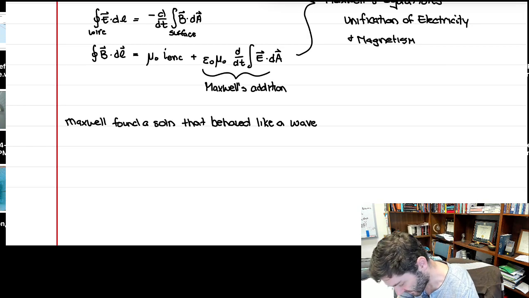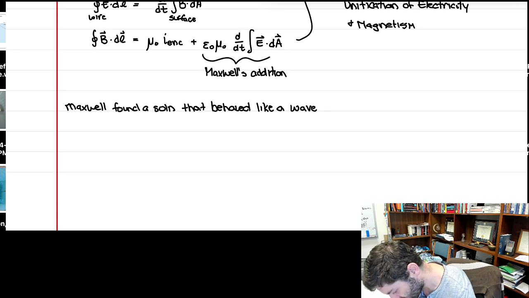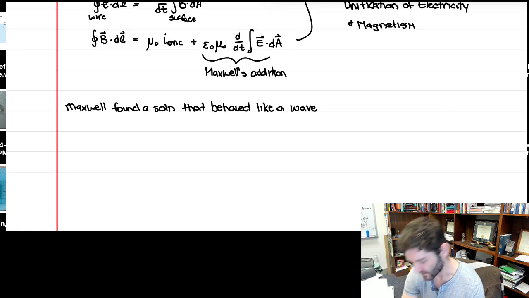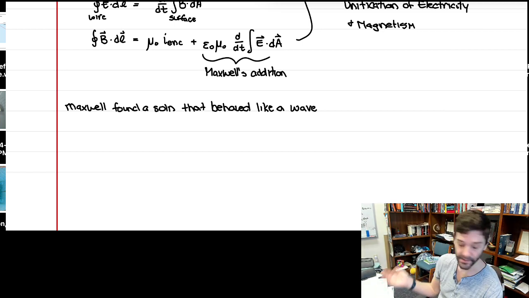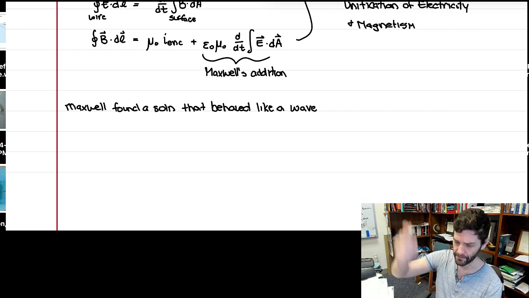What do I mean by a wave? He particularly found that if you have an electric field, or actually let me take one where you could actually go and do this. Find a magnet, which I don't have one nearby. Find a magnet and just shake it up and down.